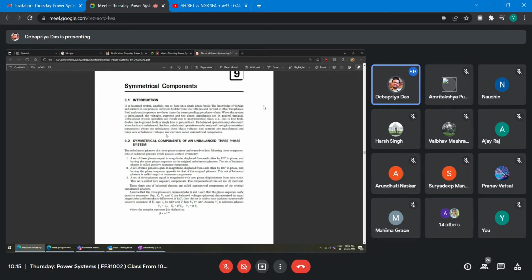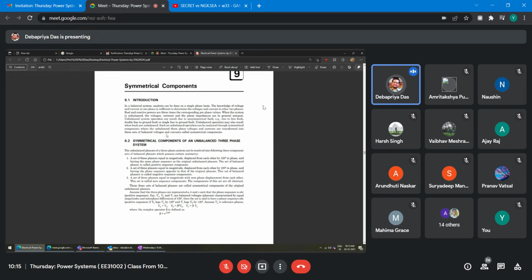But when the system is unbalanced, the voltage, current, and phase impedances are in general unequal. Unbalanced system operation can result from an unsymmetrical fault, for example a line to line fault, a double line to ground fault, or a single line to ground fault. Suppose three phases are there, A, B, C. It may be line A to ground, or line B to ground, or line C to ground fault. Then a line to line fault: that means between phase A and phase B there may be a fault, or phase B and phase C, or phase C and phase A.